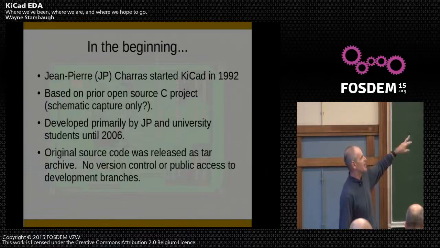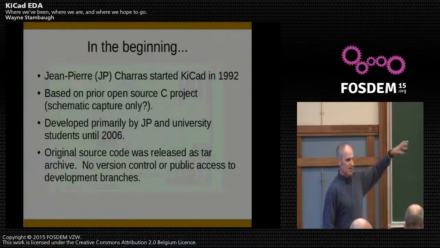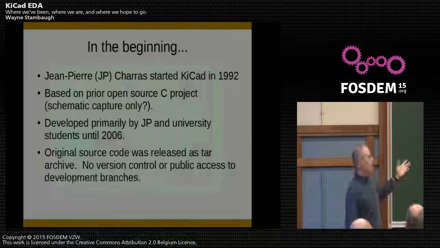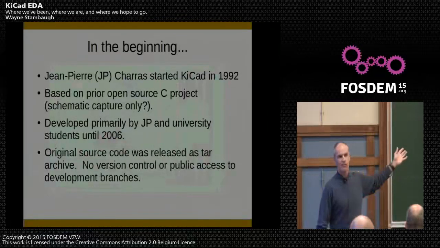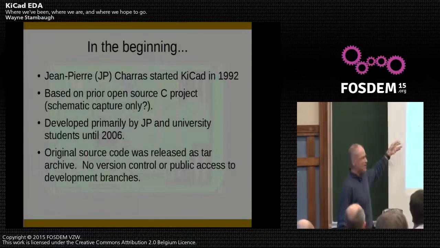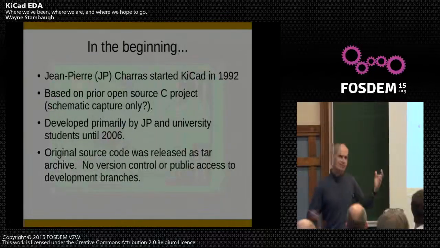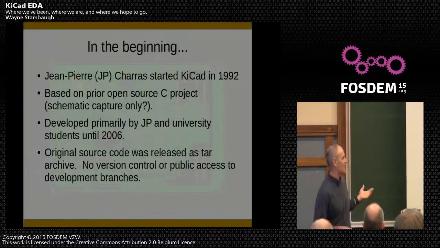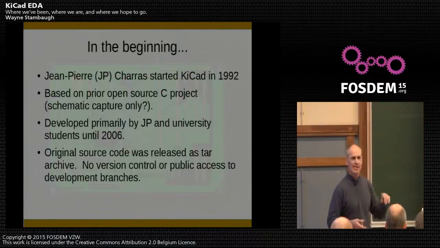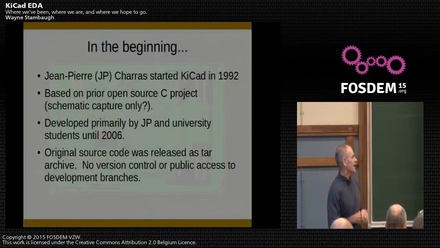It was all completely him, though when I first joined the project and looked at the code, the formatting was all over the map, so I was sure other people, probably students, had a hand in it. Originally, there wasn't even any collaboration. When I joined the project, if you wanted to build KiCad, you had to download the tar archive. There were some hand-rolled makefiles, but there was no version control, no public access to collaborate, no mailing list, none of the things that we take for granted now in the project.